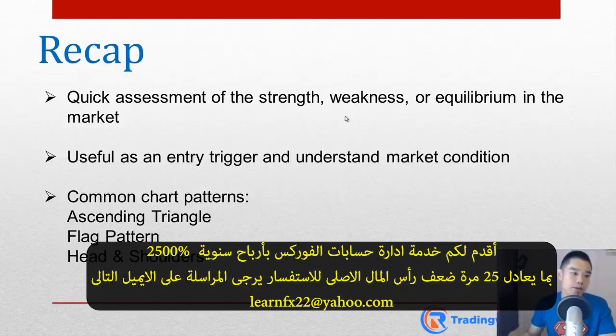So with that said, let's recap what chart patterns do. Number one, they give a quick assessment of the strength, weakness, or equilibrium in the market. They're useful as an entry trigger and to understand market conditions. Like for example, we shared earlier, head and shoulders is telling you that the buyers are getting weak. The ascending triangle pattern is telling you that the buyers are getting stronger because they are willing to buy at these higher prices. So it's useful to help you understand what the current market condition is.